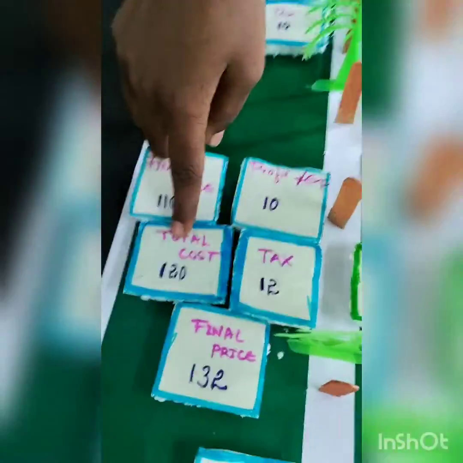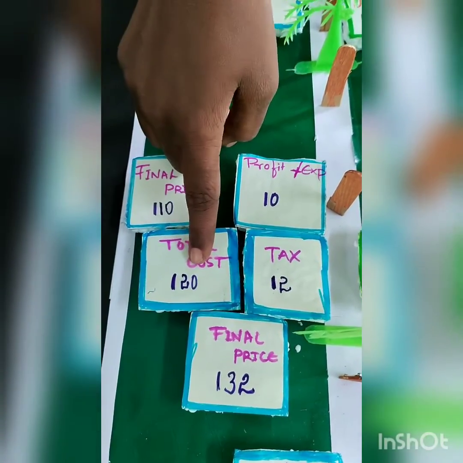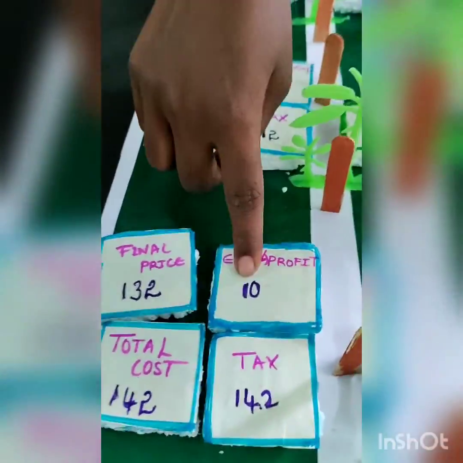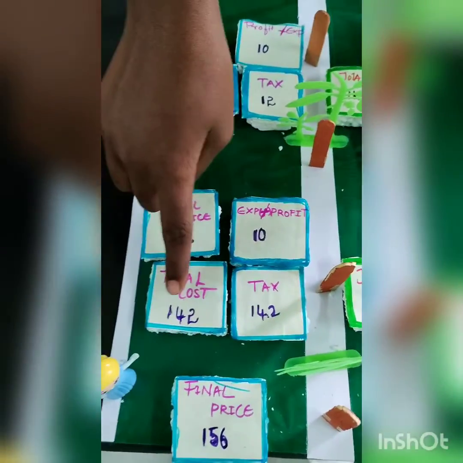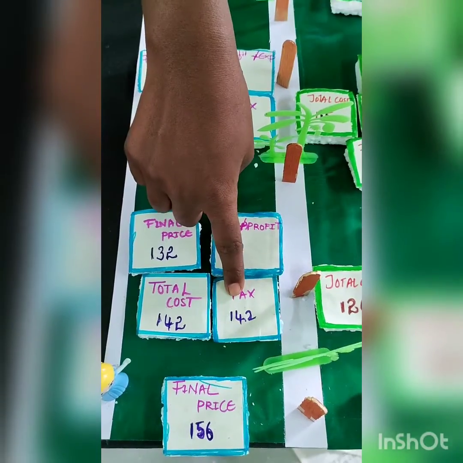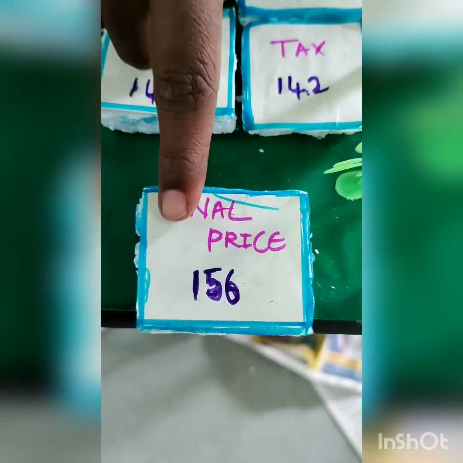It will be forwarded to the wholesaler, then he will add his profit of 10 rupees and the total cost will be 120, and he will have to pay a tax on 120, that will be 12 rupees and the final price will be 132. It will be forwarded to the retailer and he adds his profit plus expenditure of 10 rupees and the total cost will be 142, and he will have to pay a tax on 142, that will be 14.2, and the final price will be 156 to reach the consumer.